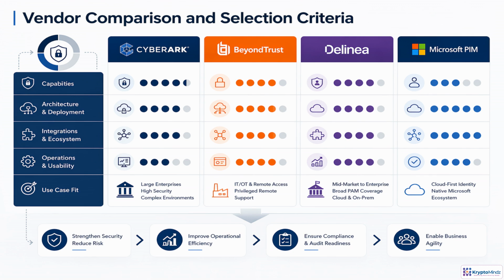Choosing a PAM platform is less about picking the biggest name and more about choosing the right fit. In this module, we'll compare CyberArk, BeyondTrust, Delinea, and Microsoft PIM against consistent criteria, so the decision connects directly to risk, operations, compliance, and business needs.